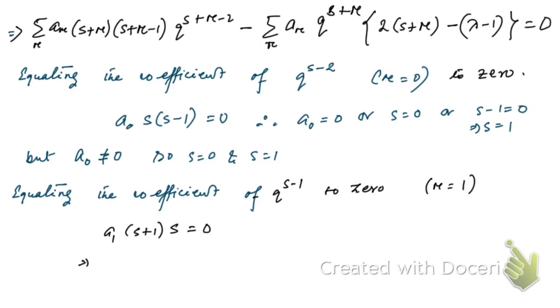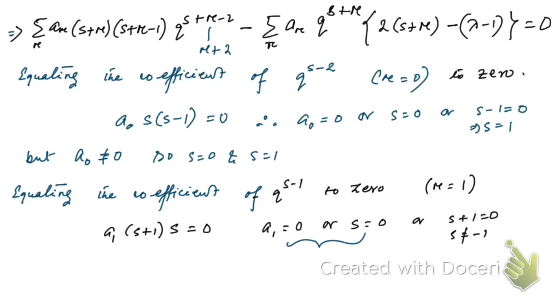Then from here we're gonna get a is equal to 0 or s is equal to 0 or s plus 1 is equal to 0, which implies s is equal to minus 1, but it is not possible. s cannot be negative. So here the possible values are these two. Now if you take the coefficient of q to the power s plus r, then you need to put r equal to r plus 2, then you're gonna get q to the power s plus r, right? So hope you have understood this.